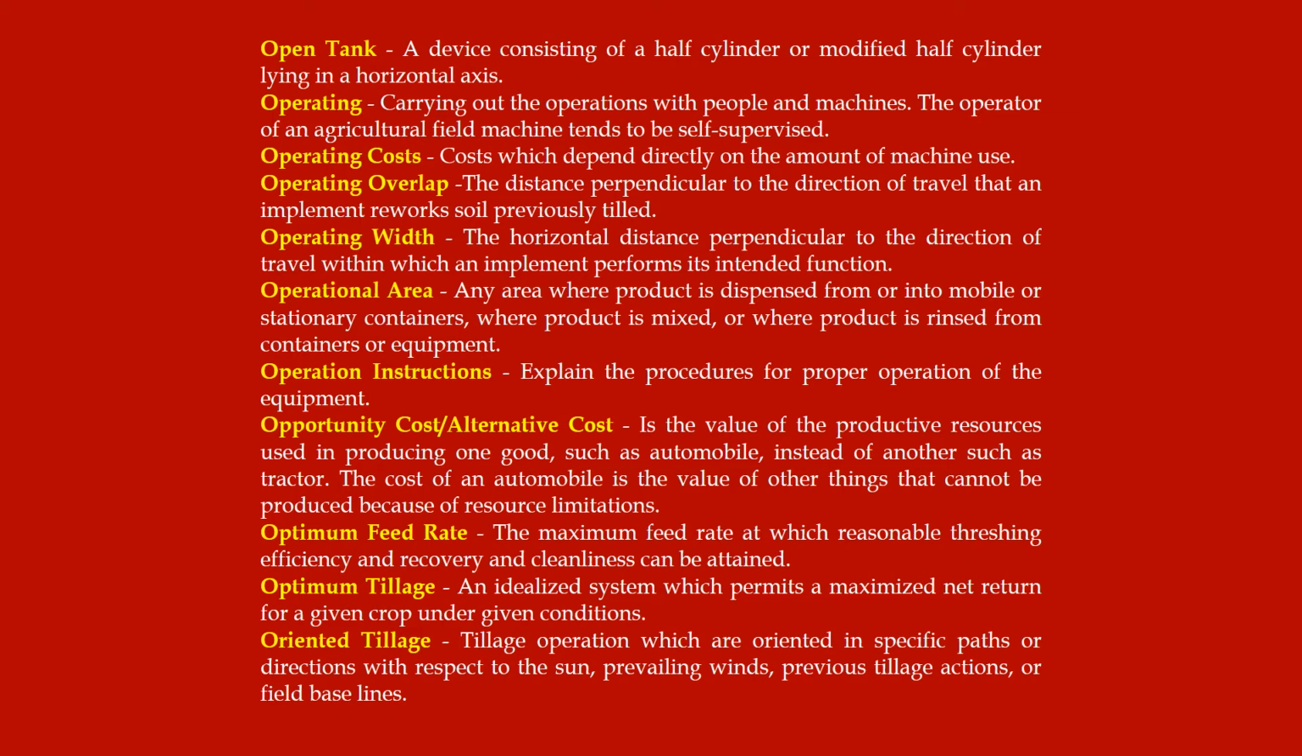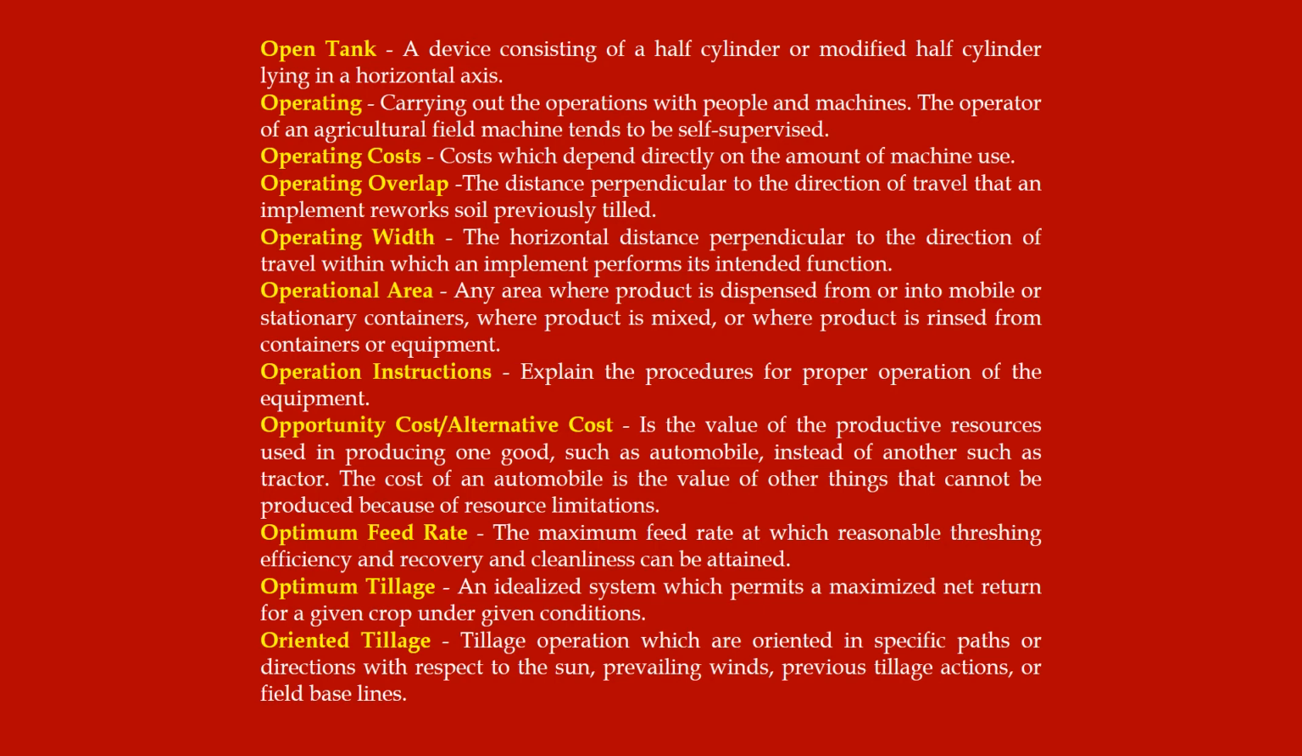Operating. Carrying out the operations with people and machines. The operator of an agricultural field machine tends to be self-supervised. Operating costs. Costs which depend directly on the amount of machine use. Operating overlap. The distance perpendicular to the direction of travel that an implement reworks soil previously tilled. Operating width. The horizontal distance perpendicular to the direction of travel within which an implement performs its intended function.